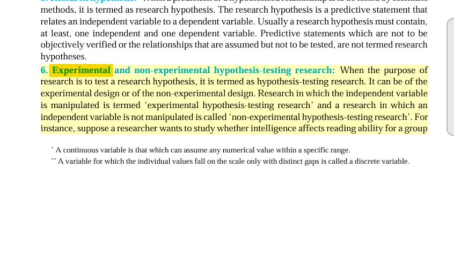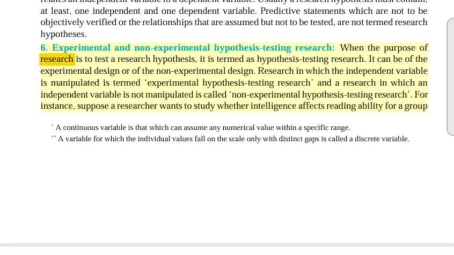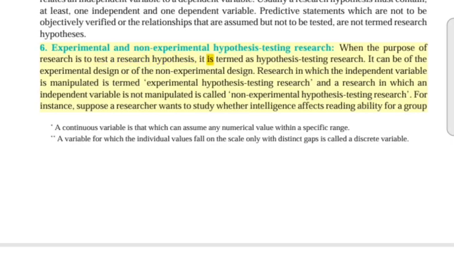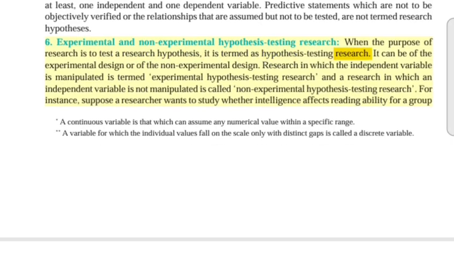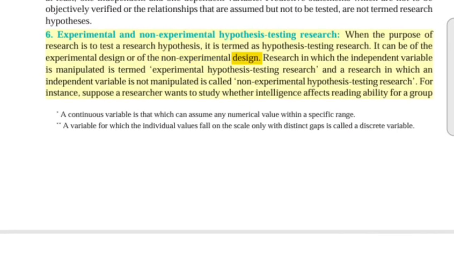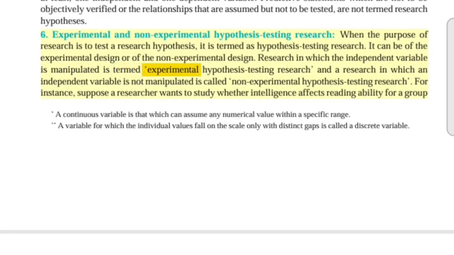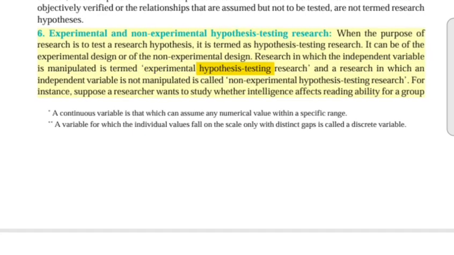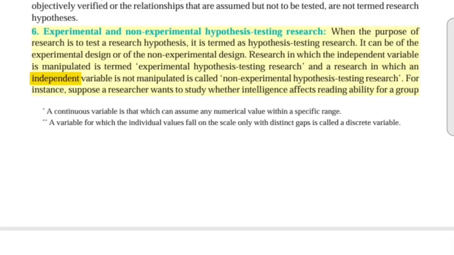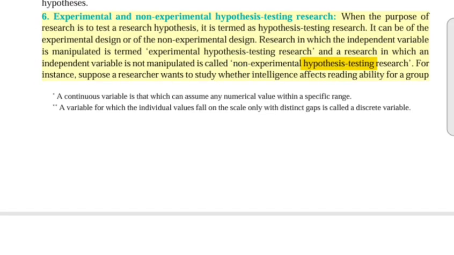6. Experimental and non-experimental hypothesis testing research. When the purpose of research is to test a research hypothesis, it is termed hypothesis testing research. It can be of the experimental design or of the non-experimental design. Research in which the independent variable is manipulated is termed experimental hypothesis testing research, and a research in which an independent variable is not manipulated is called non-experimental hypothesis testing research.